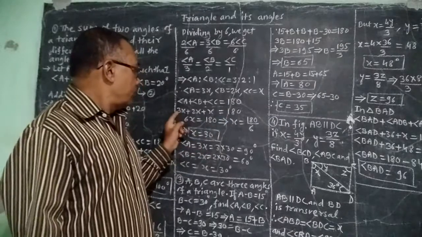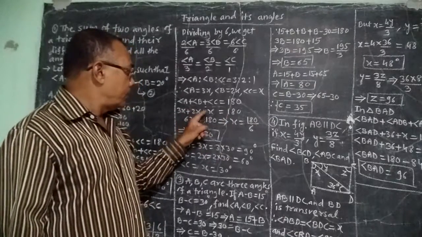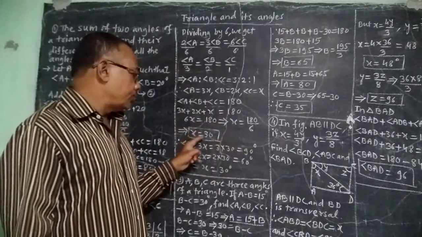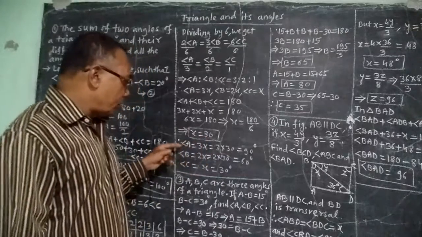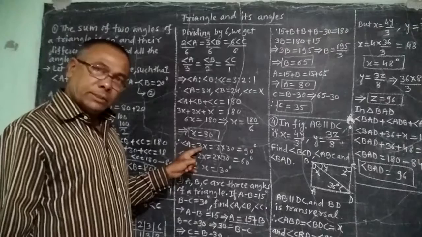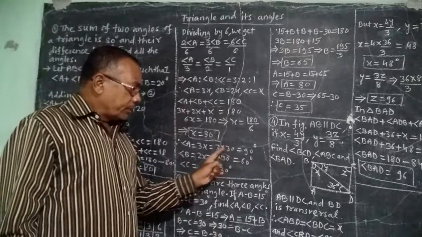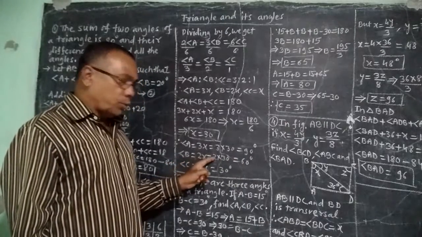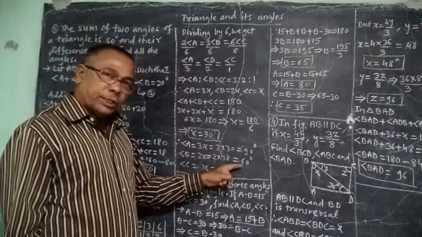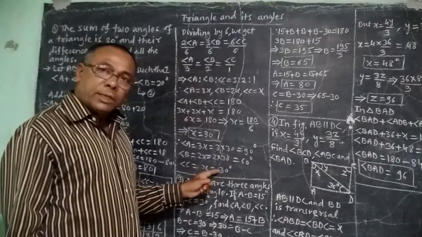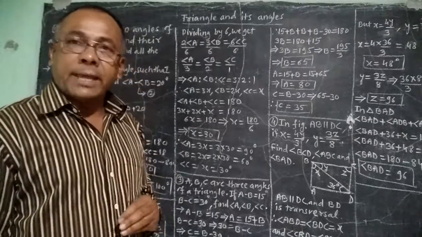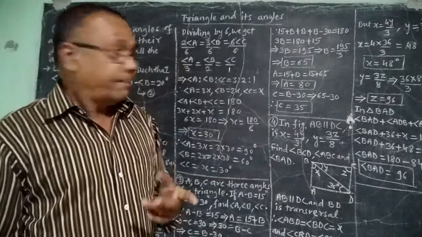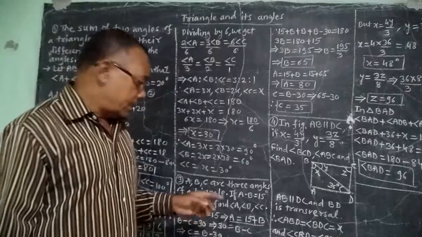And if we add, then we get 3 plus 2, that is 5, 5 plus 1, 6x is equal to 180. In this way x is equal to 180 upon 6, or x is equal to 30. And therefore measure of angle A is equal to 3x, that is equal to 3 into 30, 3 threes are 90 degrees. Then angle B is equal to 2x, that is equal to 2 into 30, it will be 60 degrees. And angle C is equal to x, that is 30. So our measure of all the angles of a triangle is 30 degrees, 60 degrees and 90 degrees. In this way we have found all the angles.